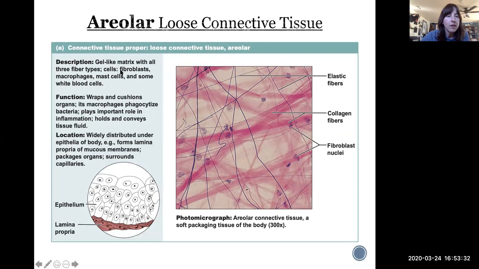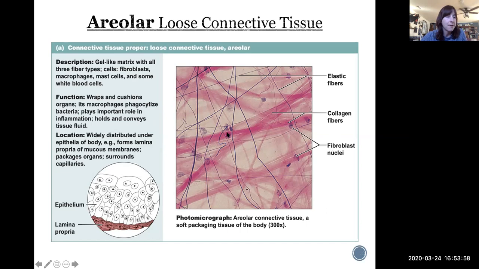We've got fibroblasts, of course. So here we can see in this picture, we've got fibroblast nuclei. So those again are the actively dividing connective tissue cells. So these guys are working hard to make more of this areolar loose connective tissue. This type of connective tissue can be found wrapping and cushioning your organs, okay?